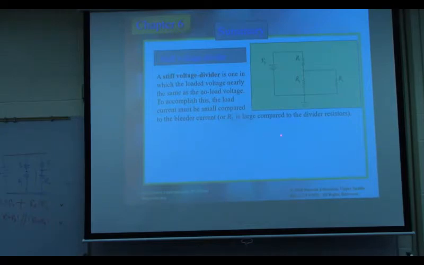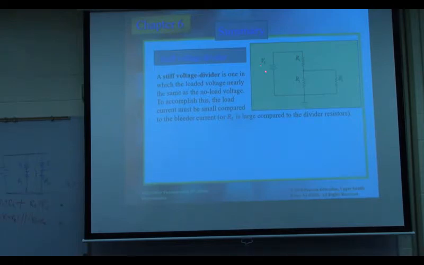Because we already mentioned on the last slide, the resistance between this node A and the ground will be smaller. So the share of the voltage applied here will be smaller. And if this difference, the decrease, is very small, then this is called a stiff voltage divider. Right? Put simply.